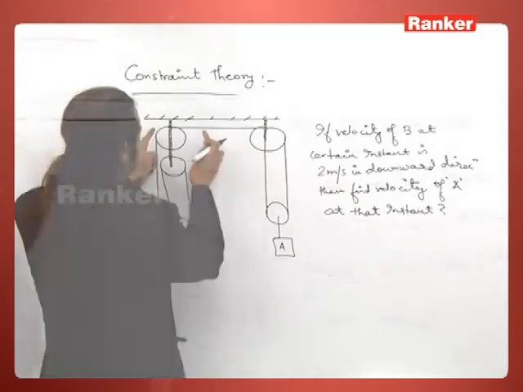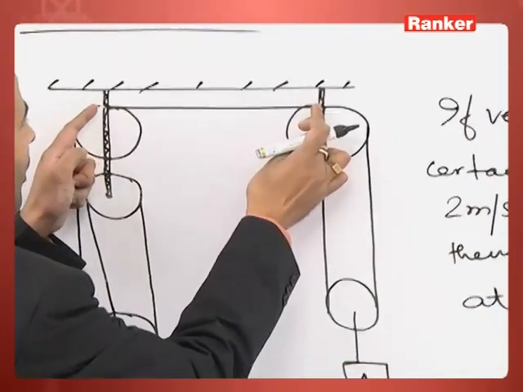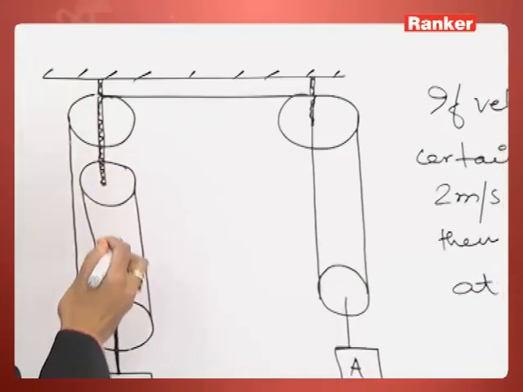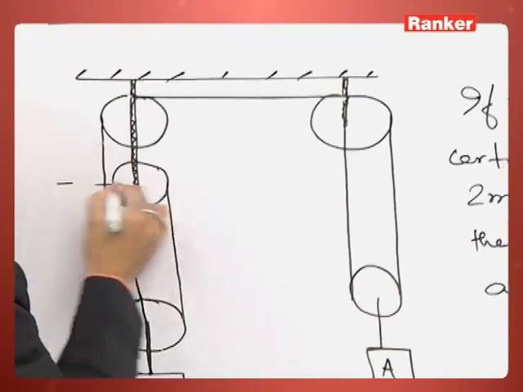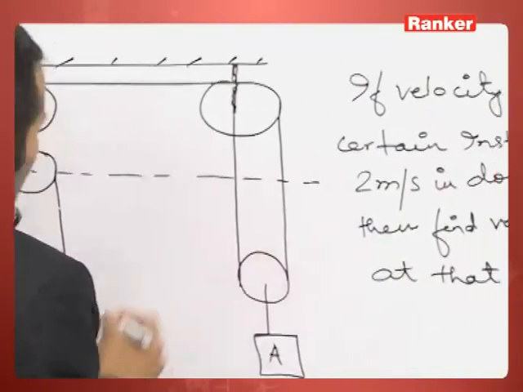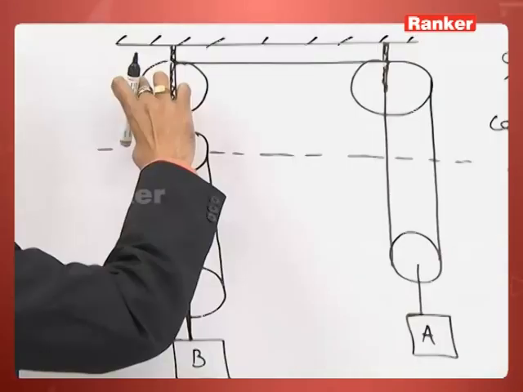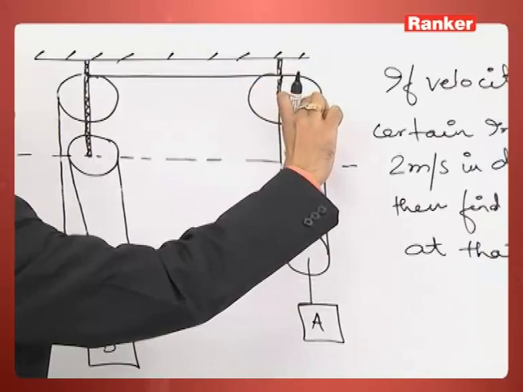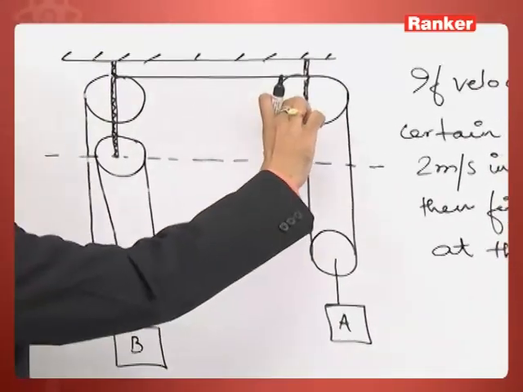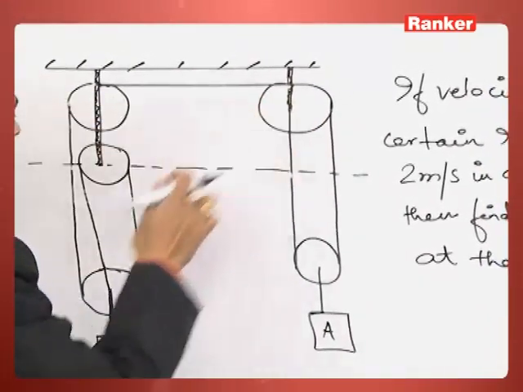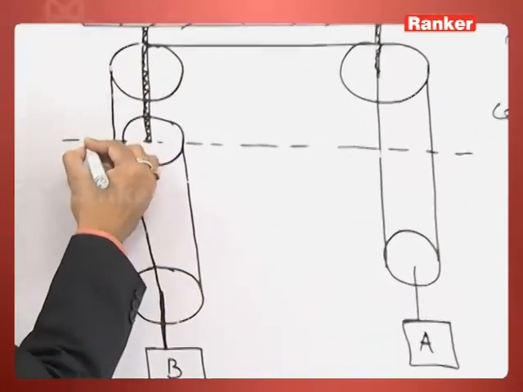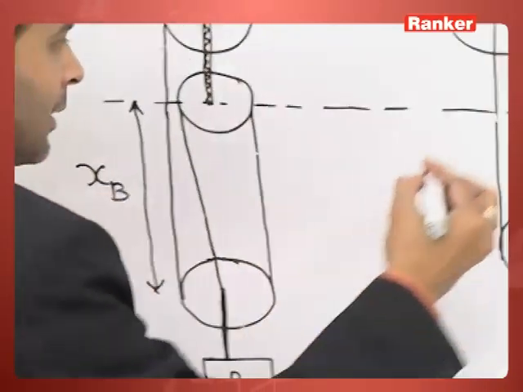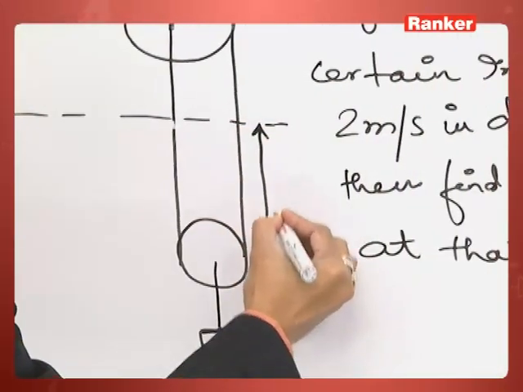Now anyway, this part of the string always remains constant, as well as the wrapped part. But if you look carefully, if I take here, this part always remains constant, this part always remains constant, this part always remains constant. So I need not take from here, I will take the displacement from here. Let us say this is displacement xb. Let us say this is displacement xa.